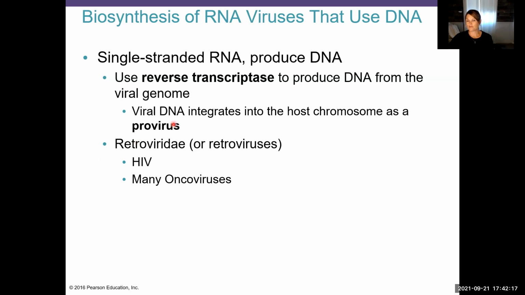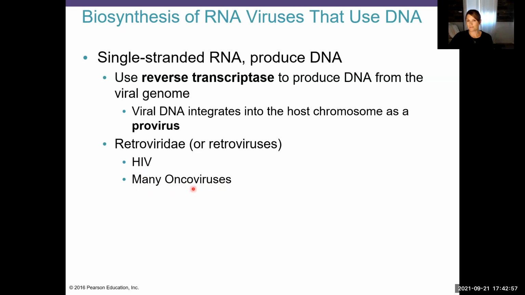Okay, does that make sense? So if it integrates into the host genome, it's called a provirus. And it may stay there, just like a prophage would. It may stay there for a while. Okay? So these are called retroviridae, that's the family name, or retroviruses for the common name. And HIV is probably the one you've heard of. Okay, so human immunodeficiency virus, it's the virus that causes AIDS or acquired immunodeficiency syndrome. Okay, and there are also viruses called oncoviruses that fall into this category too. Oncoviruses are viruses that cause cancer. Onco is that prefix that refers to cancer.